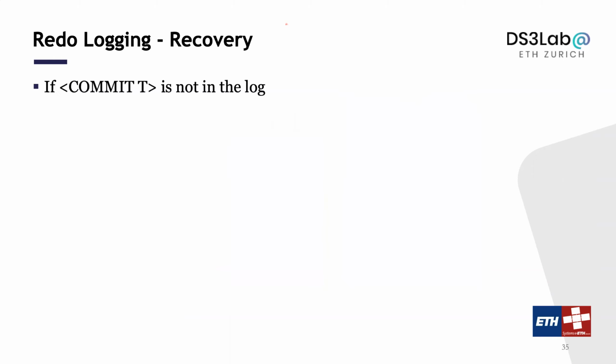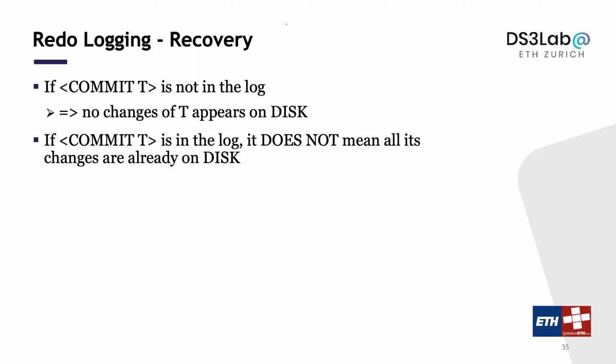So what if the system crashes and we want to do recovery? What would be our strategy? I'm going to look at the log. If a commit T record is not in the log, it means that I haven't flushed my log yet. It means that transaction T hadn't made any changes to my hard drive, because all the changes can only happen after the commit T record in our protocol. So then I do nothing. I abort T, whatever. T hadn't done anything yet.